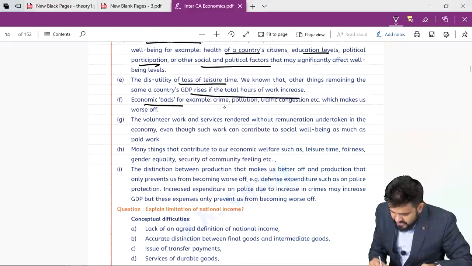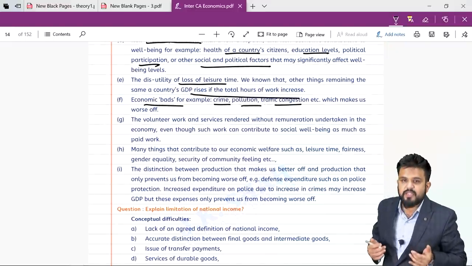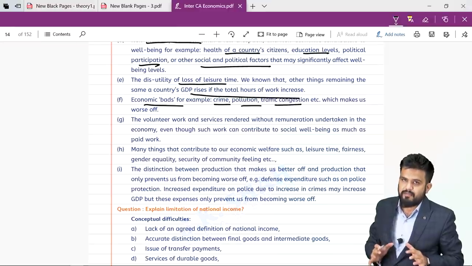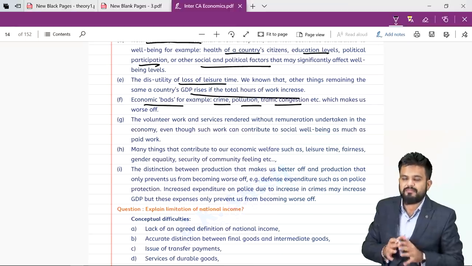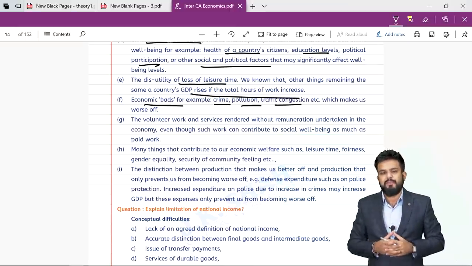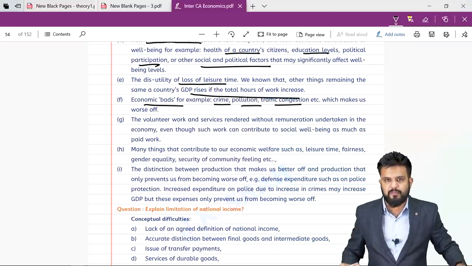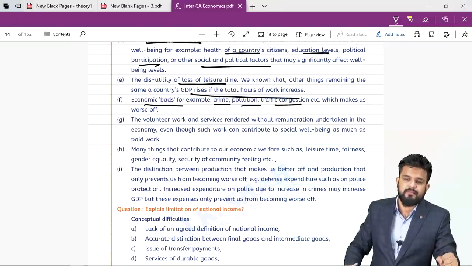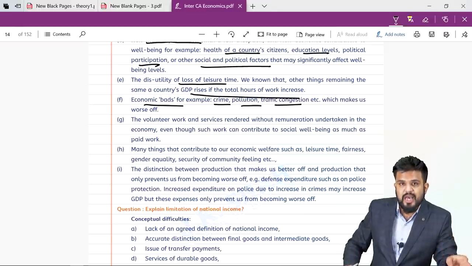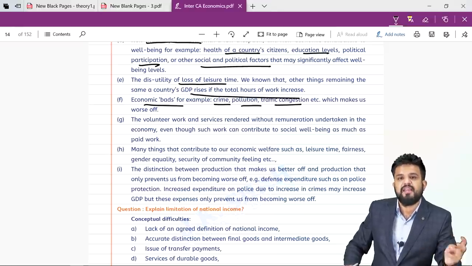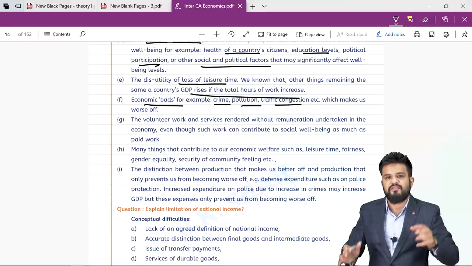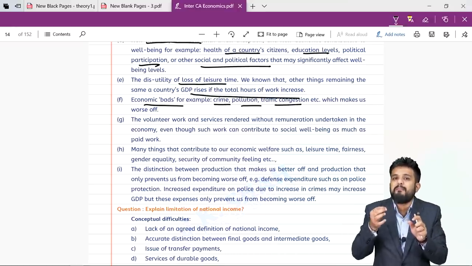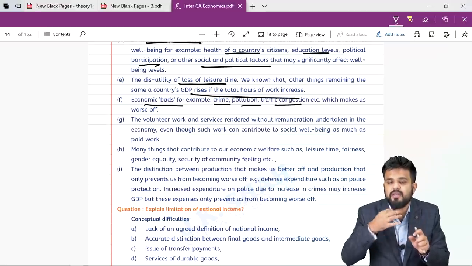Next, economic bads, example, crime, pollution, traffic congestion may make situation worse off. So all metro cities, Bangalore, Chennai, Mumbai, Delhi, Kolkata, can I say all these big cities are blessed with huge traffic problem, pollution problem, congestion, things are getting delayed, people are not able to reach their office on time, spending less hours at their workplace, mentally, physically exhausted because of this traffic and pollution. See, all these things may impact a person's contribution towards his work.